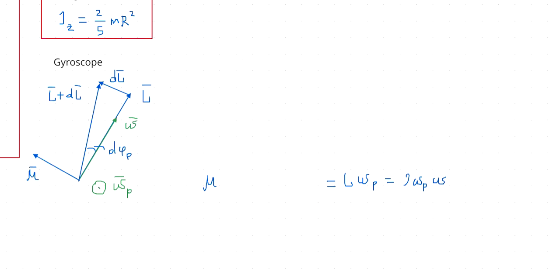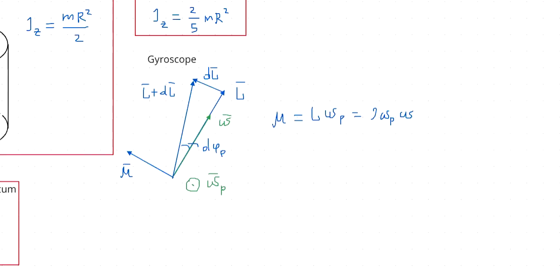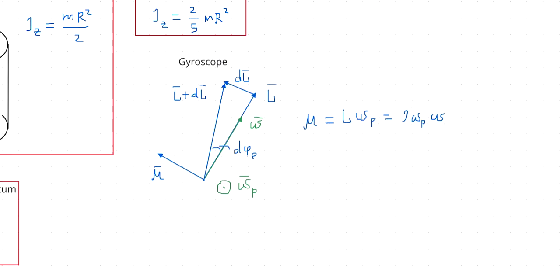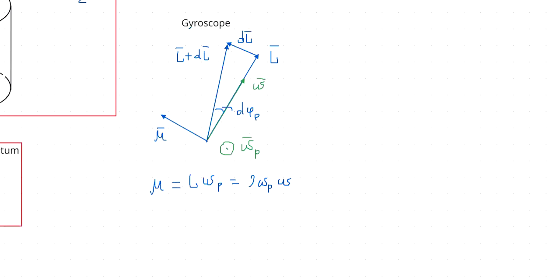we have that moment of gyroscopic forces. M is the moment of gyroscopic forces. It can be calculated with this formula, and it can also be written in vector form.